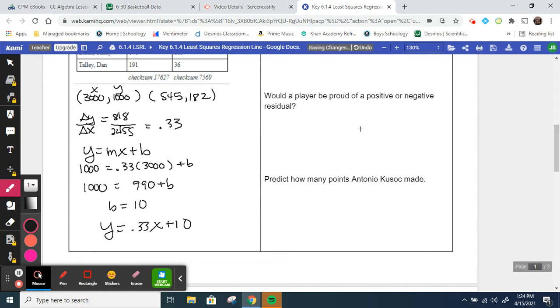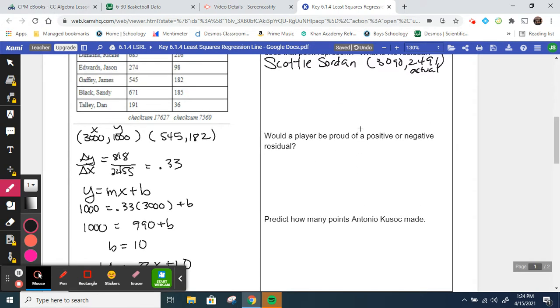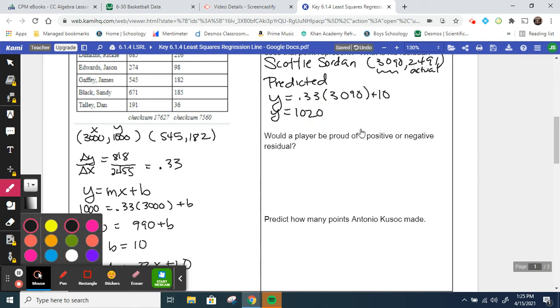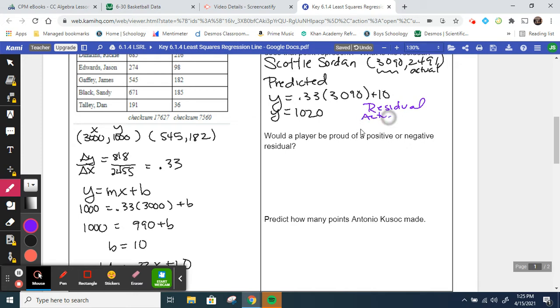So I'm going to come back to Scotty, and I want to figure out my predicted number of points when he is playing for 3,090 minutes. So I'm going to use that equation that I just came up with. So my x is 3,090, and his predicted number of points that he will score is 1,020. Okay, so residual, remember, is the actual amount he scored minus predicted.